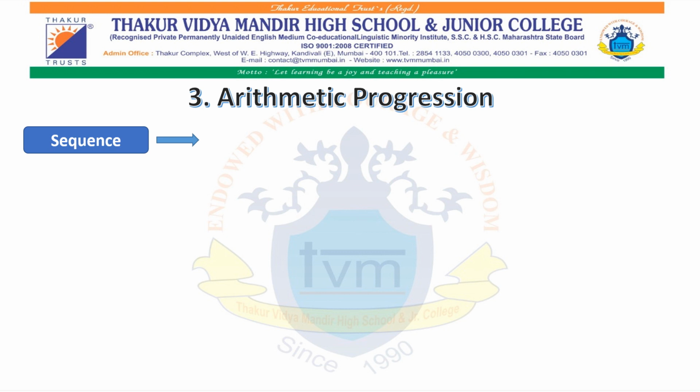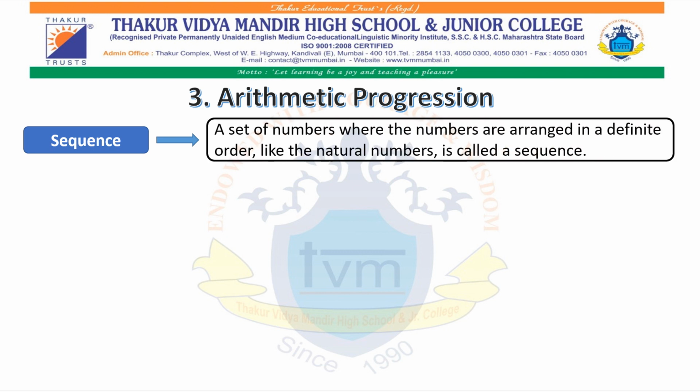What is a sequence? A set of numbers where the numbers are arranged in a definite order, like the natural numbers, is called a sequence. Let's find the relation in these sequences. Example number 1. The sequence given here is 1, 4, 7, 10. Let us try to understand the relation between the first two terms. Here the first two terms are 1 and 4.